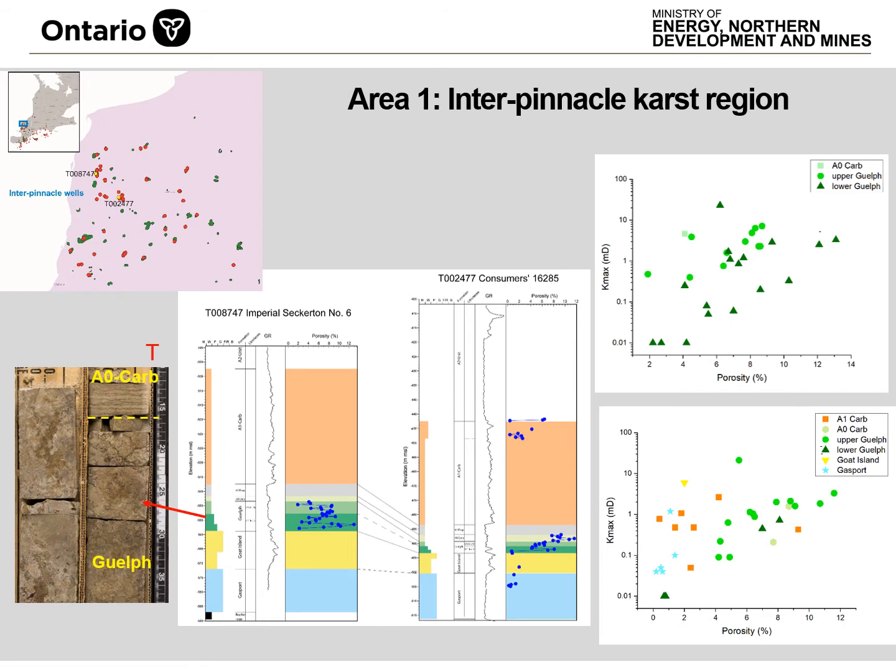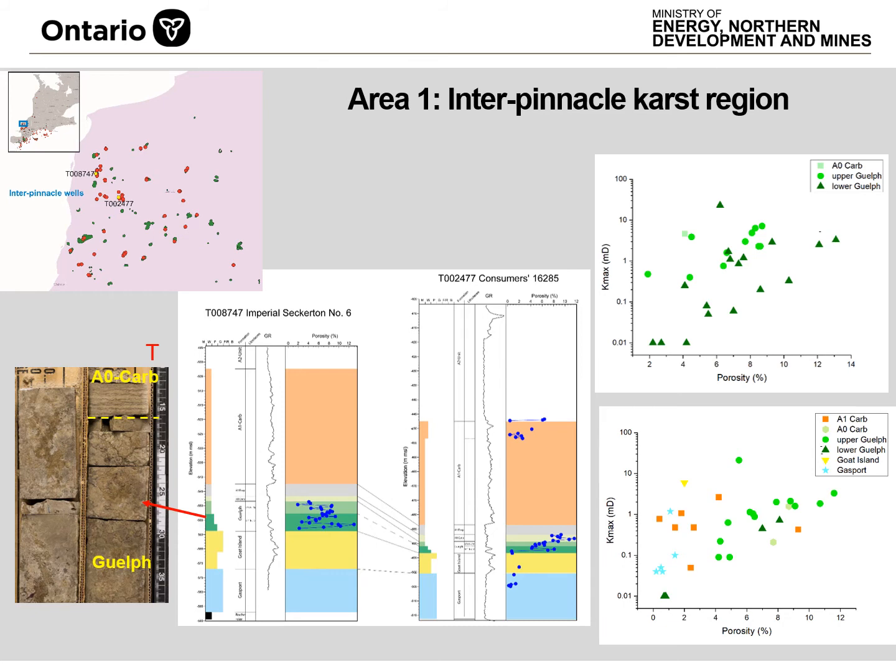Within the interpinnacle karst area, there's a great thinning of all formations in Lockport. The Guelph is usually less than 10 meters, which is capped by the algal laminites of A0 carb shown in the photo. The highly karstic features occur in the Guelph formation, including the karst rubbles, karstic conduits, and recrystalline cements.